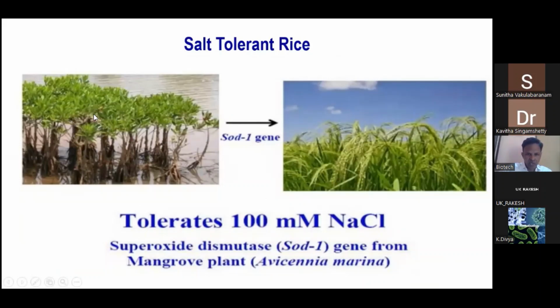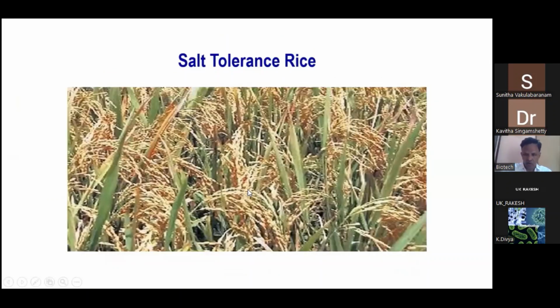We call these plants as mangroves. Mangroves can survive and grow in salt marshes. They have collected a gene called SOD1 gene, introduced that SOD1 gene into rice plant, and rice plants are able to grow in coastal region even if it is a salt condition. This is one good example. This is how they are now growing salt tolerant rice plant.